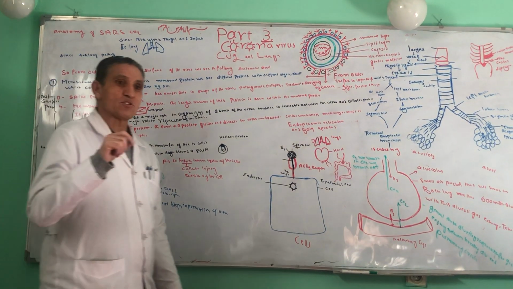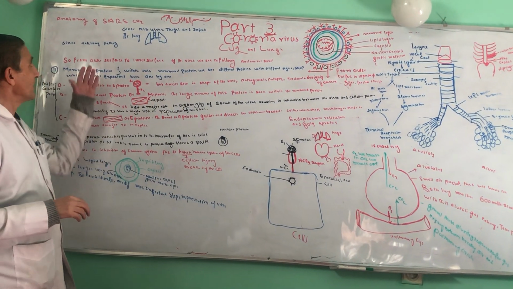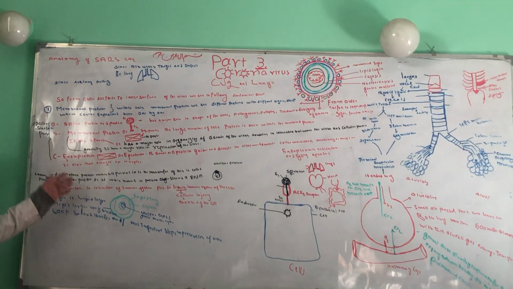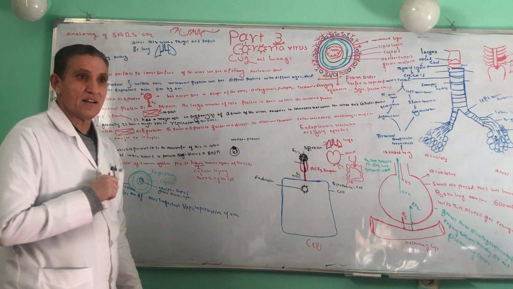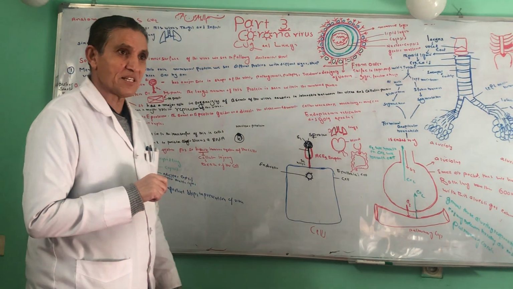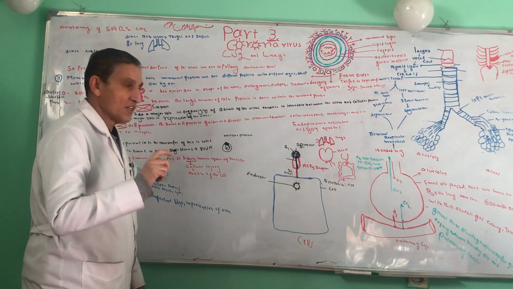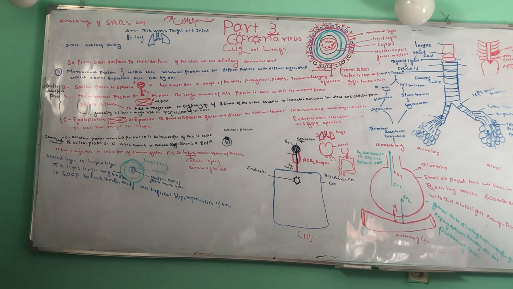So from the outer surface to the inner surface of this virus, we will see the following anatomical structures. First, the membranal proteins. After the membranal proteins, we have the lipid layer. Within the lipid layer, we have the capsid. Within the capsid, we have the nucleocapsid. Within this nucleocapsid, genetic material is present. Right now, we will be discussing the membranal proteins.